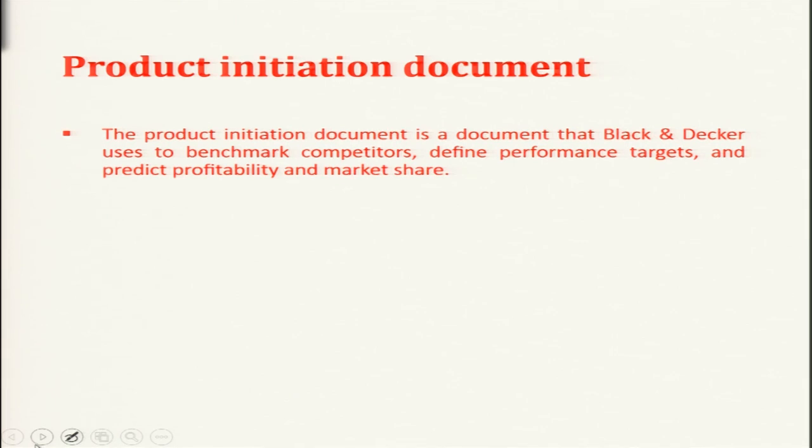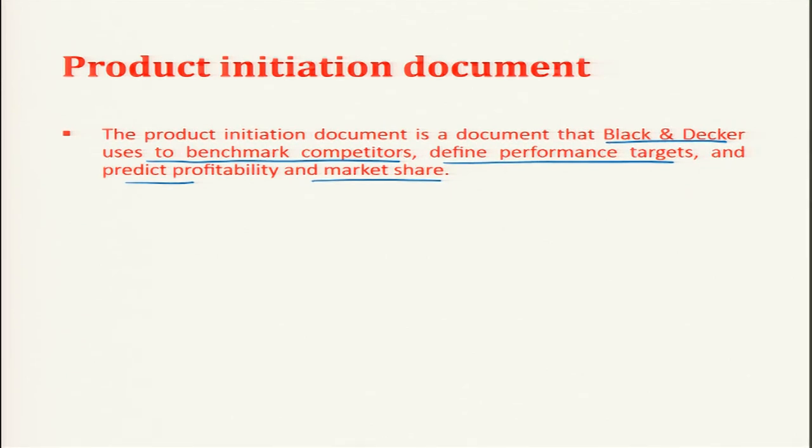Now, what are the documents that are needed to be prepared here? First is the product initiation document. Product initiation document is a document that this company Black & Decker uses to benchmark competitors, define performance targets and predict profitability and market share. So, it is initiation, from which point the product has to start. It is this document that is mentioning this thing.